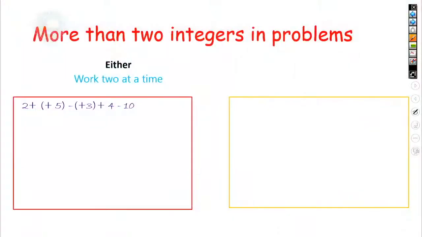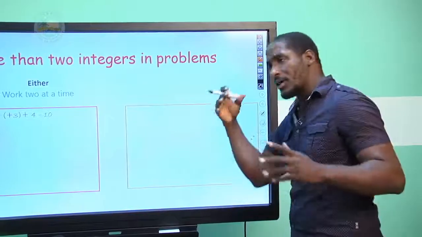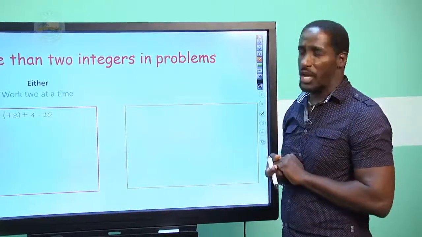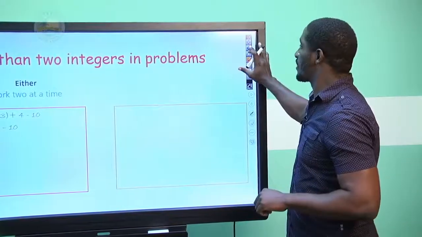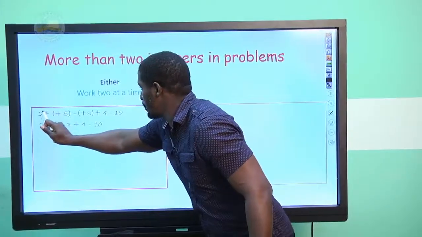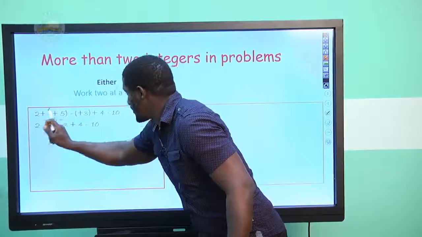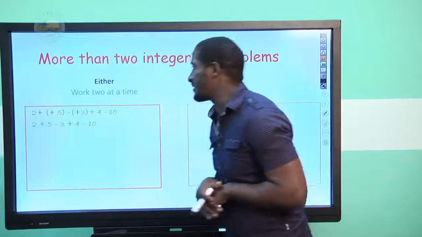Now, what about problems, and you would encounter them, where there are more than 2 integers in the problem? So far, we have been working problems with only 2 integers. But there are problems that would be made up of more than 2 integers. What do we do? There are 2 schools of thought that I would like to share. First school of thought is work 2 of the numbers at a time, working from left to right. In this case, the problem is 2 plus positive 5 minus positive 3 plus 4 minus 10.